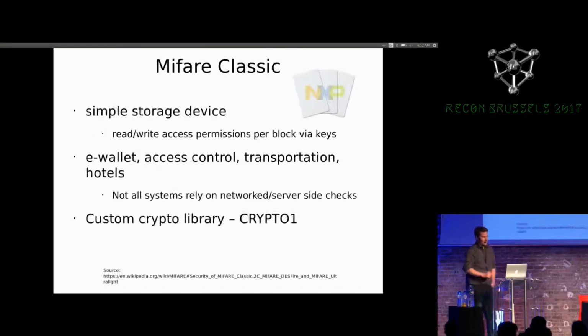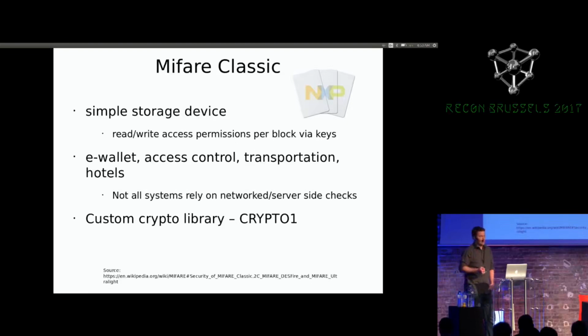The MIFARE Classic card is, in essence, just a simple storage device. There's read-write access per block. And this is used for things like e-wallet, access control, transportation systems, getting in and out of your hotel. And if you notice, maybe at your hotel, if you wanted a late checkout, they might say, you have to bring your hotel card down to the front desk, we'll rescan it, and you can check out an hour later. What you can really tell by that is they're not networked, they're not doing server-side checks, there's local checks being done based on the data on the card.